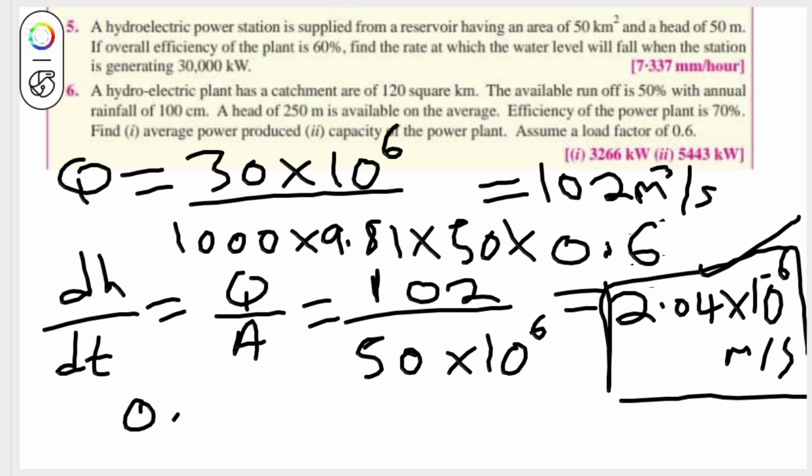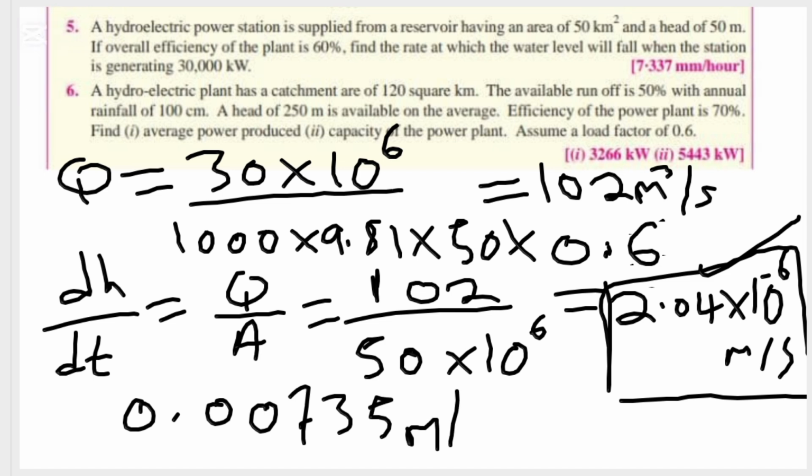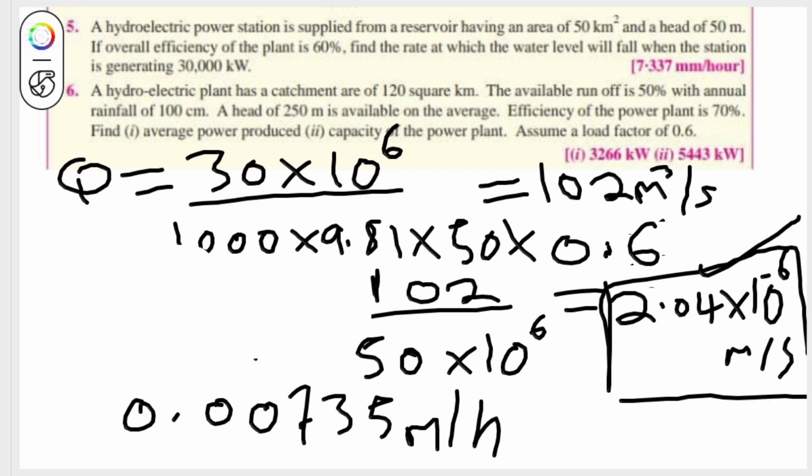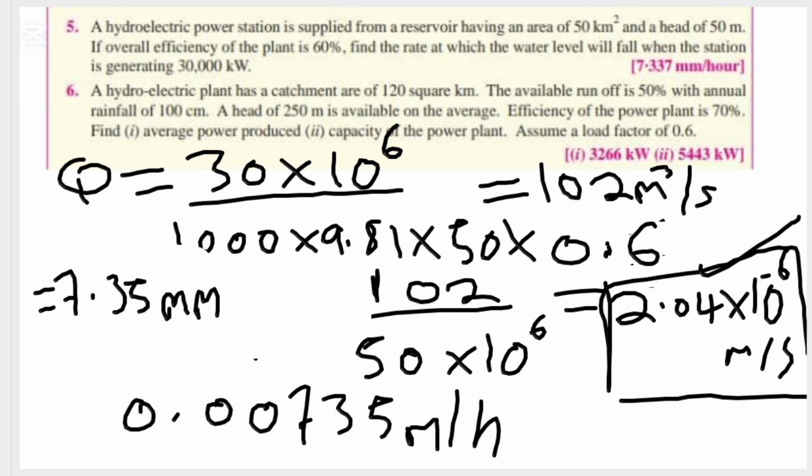Converted to meters per hour, it will now become 0.0735 meters per hour. And also, if I'm to convert it to millimeters, not meters, what should I get? I should multiply it by 1,000. So it will now be equal to 73.5 millimeters per hour.